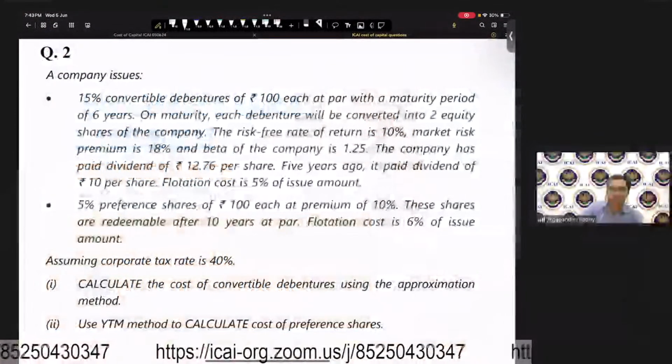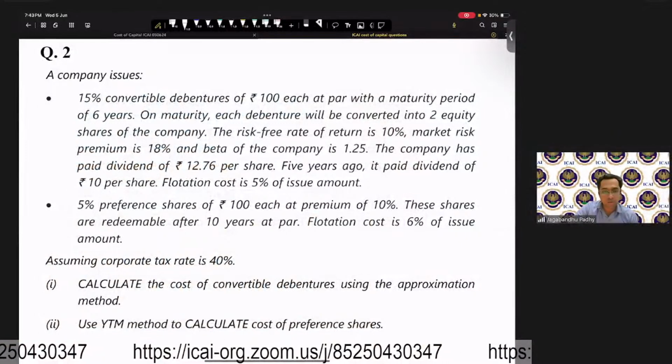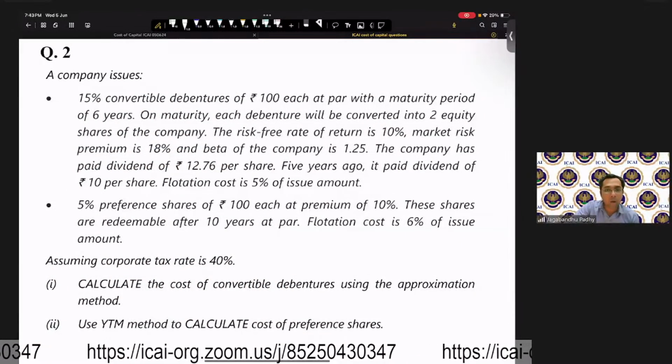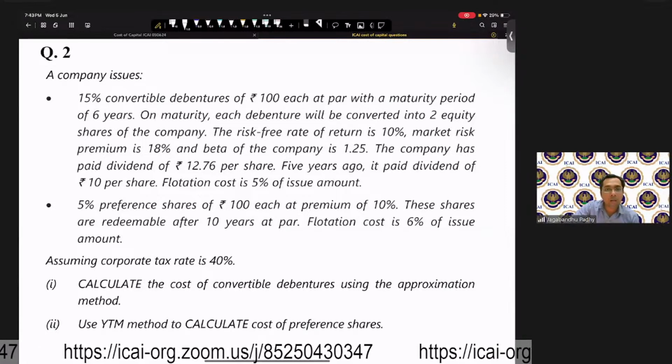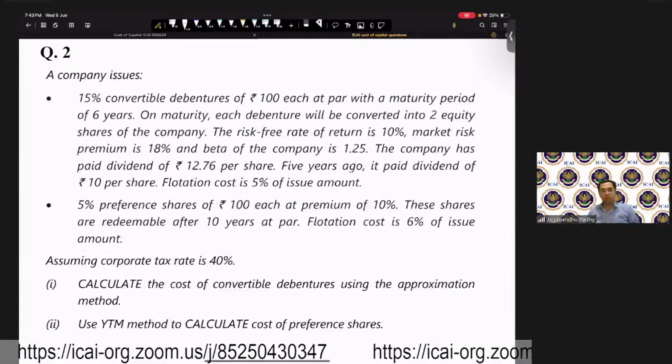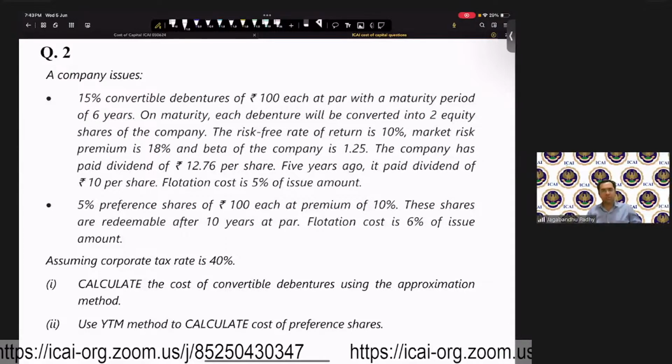Yes, let's take it forward. Cost of capital chapter. Yep, we've done the concepts. Now we are going to look at questions based on that.